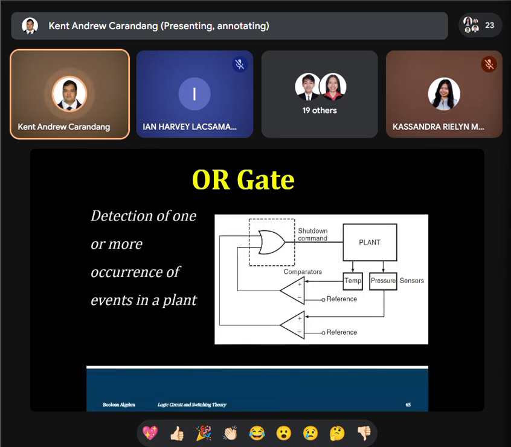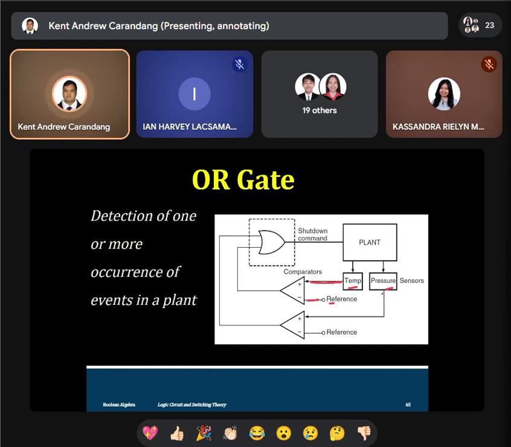So application. So application of the OR gate. So this is the detection of one or more occurrence of events in a plant. So here, if you want to detect something in your plant, so if there is a temperature and pressure sensors, so if the temperature read has this NOT heat as the comparator, so this is the reference temperature. So if the temperature does not meet the reference temperature, it will go shut down or it will go down.